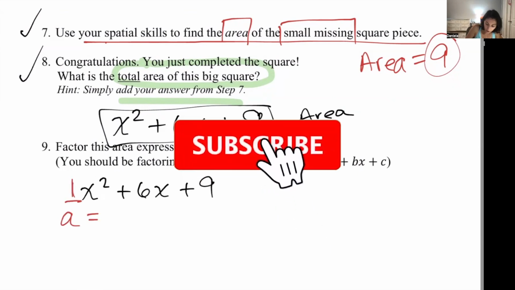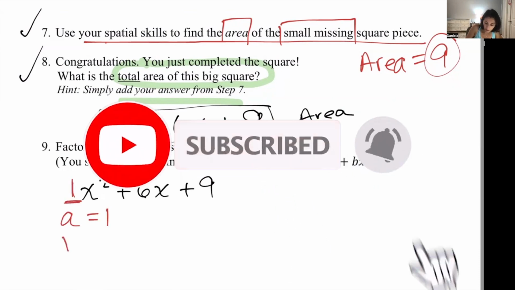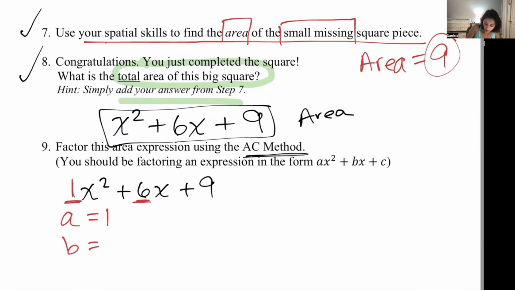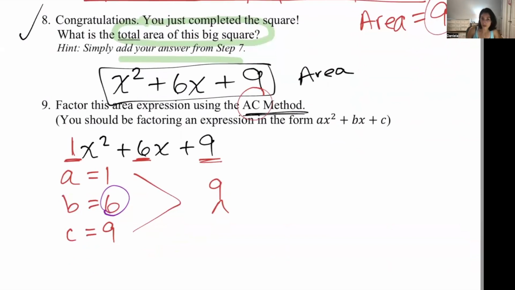A is the coefficient of the x squared term, so that's 1. B is the coefficient of the x term, so that's positive 6. And C is the constant, which doesn't have an x attached to it, which is 9. So why is it called the A times C method? Because you multiply A times C. So 1 times 9 is 9. We're looking for the factors of A times C that add up to B.